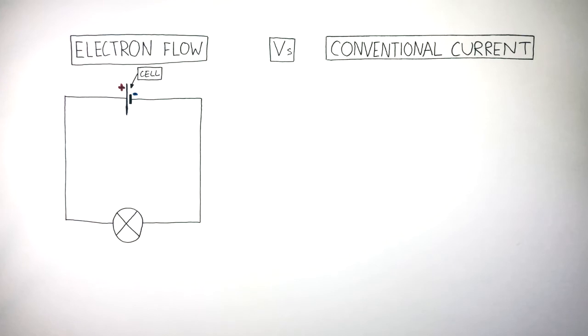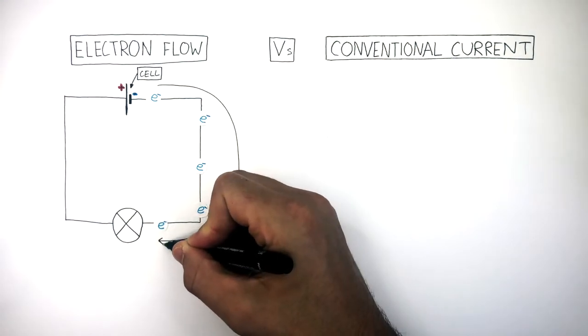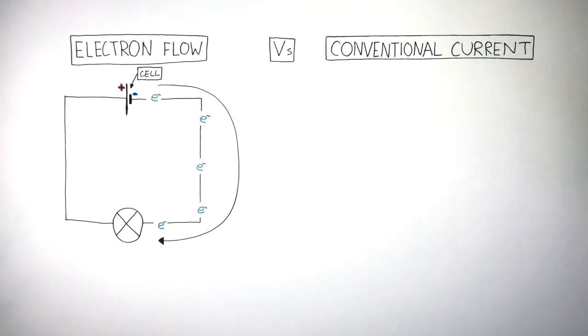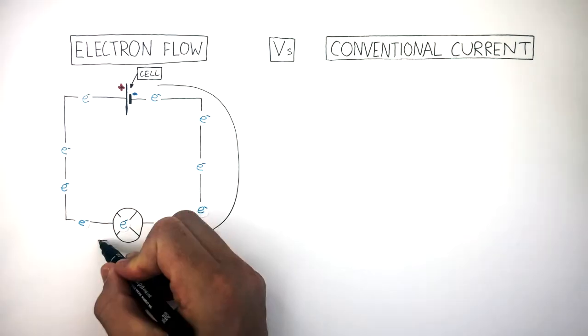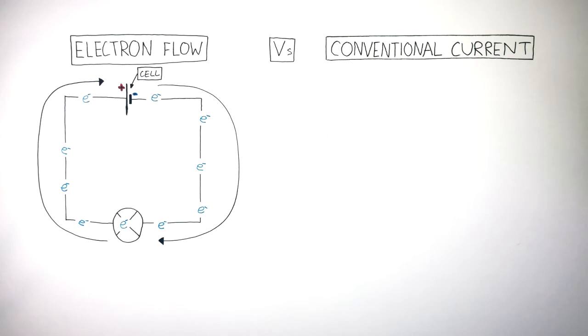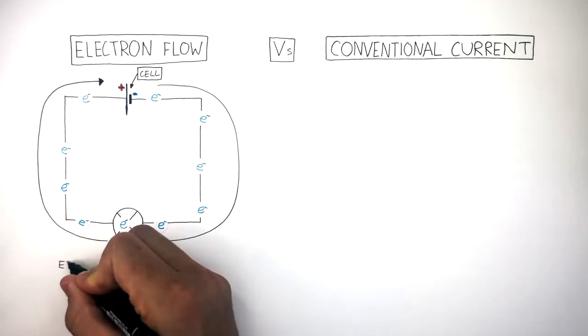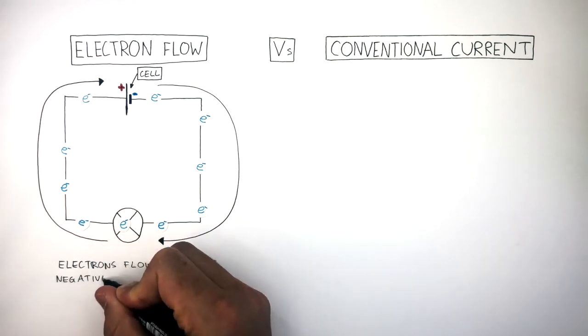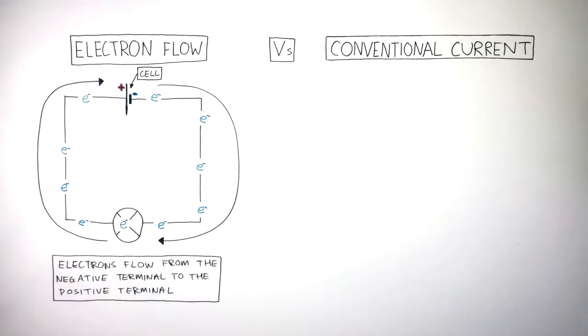In an electron flow, the electrons flow out of the negative terminal of the cell through the metal wire. The negatively charged electrons flow through the bulb, where they then continue to flow through the metal wire and back to the positive terminal of the cell. So in an electron flow, the electrons flow from the negative terminal to the positive terminal.